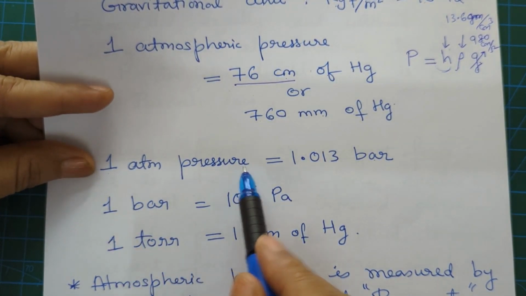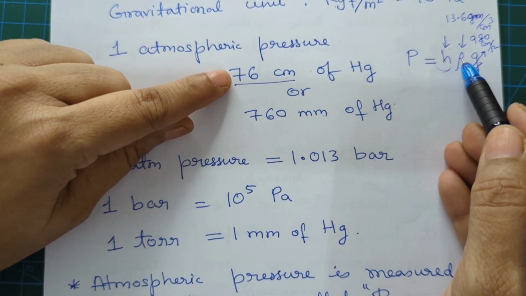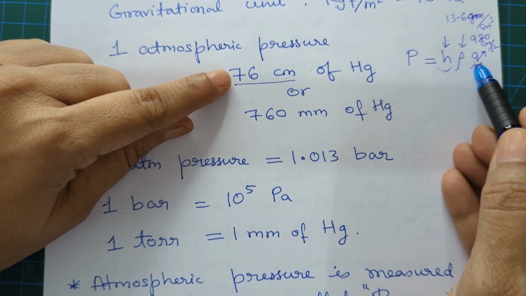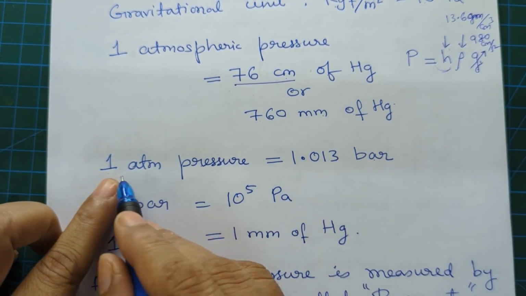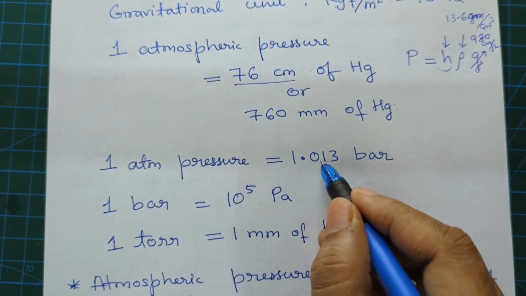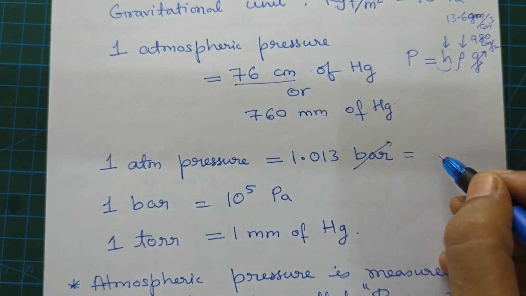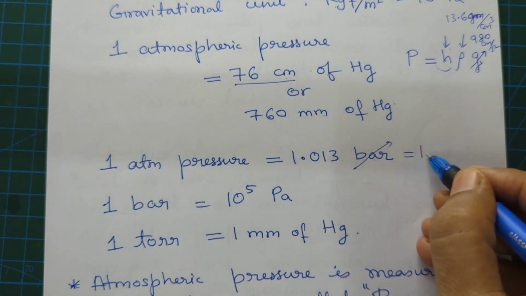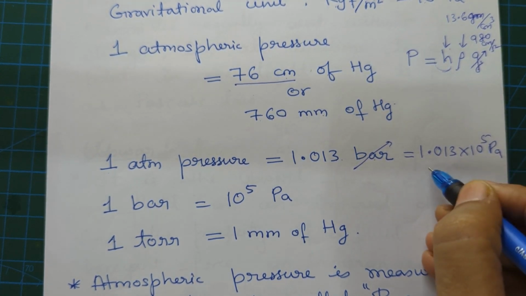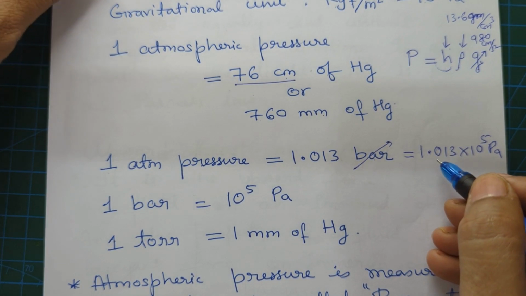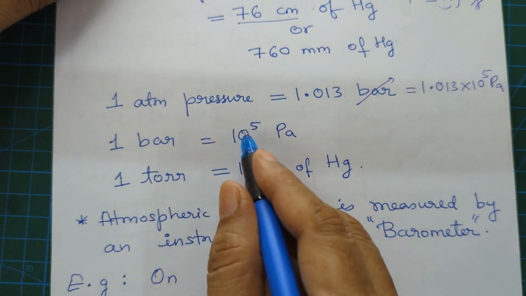1 atmospheric pressure is H, means 76 centimeter, into 13.6 gram per centimeter cube, into 980 centimeter per second square. When we multiply all of them, we will get 1 atmospheric pressure as 1.013 bar. And we know that 1 bar is 10 to the power 5 Pascal. So we can write it is 1.013 into 10 to the power 5 Pascal. So 1 atmospheric pressure, means air pressure at sea level, is 1.013 into 10 to the power 5 Pascal. 1 bar is 10 to the power 5 Pascal.